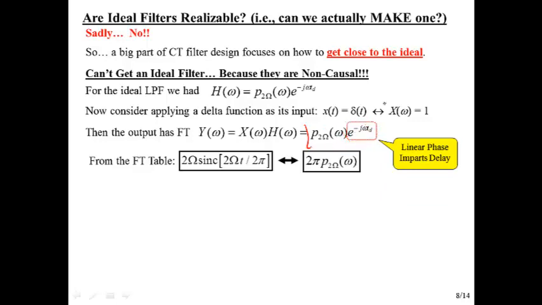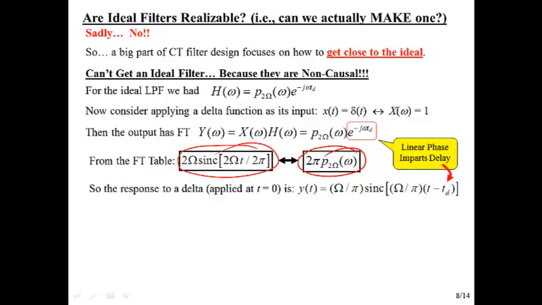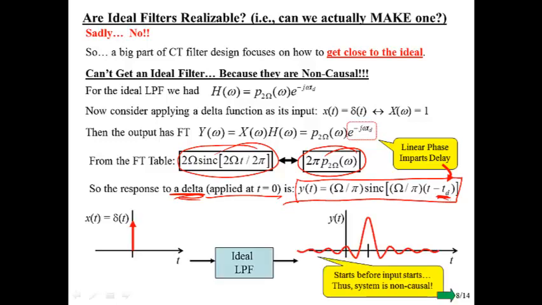So we go to our table and we discover that there is an entry in the table for this rectangular function in the frequency domain, and it transforms back to a sinc function. So what that tells us then is that our output with a delta function applied at time equal to 0 ends up looking like this. And I've already included the effect of the delay there. So let's look at a picture.